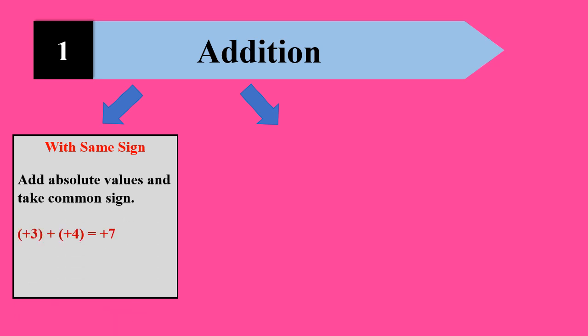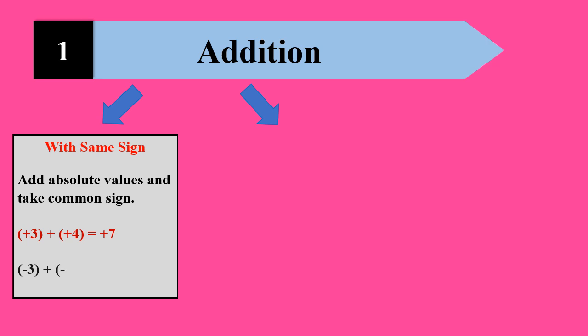In this example, we are supposed to add two positive integers, that is plus 3 and plus 4. As per the rule, we need to add the absolute values and take the common sign. Adding the absolute values, 3 plus 4 will give us 7. And we need to put the sign which is in common. In this case, the common sign is positive. So our result would be positive 7 or plus 7.